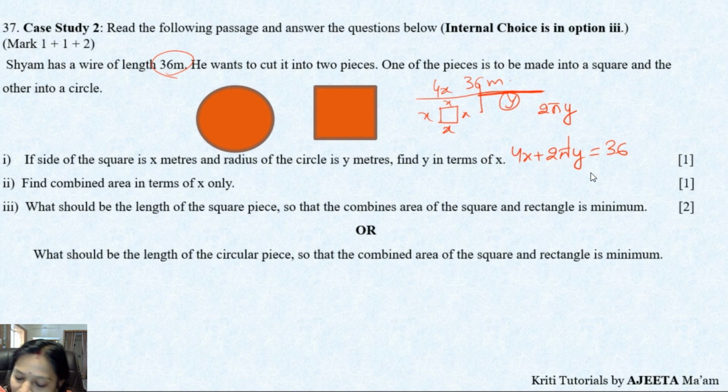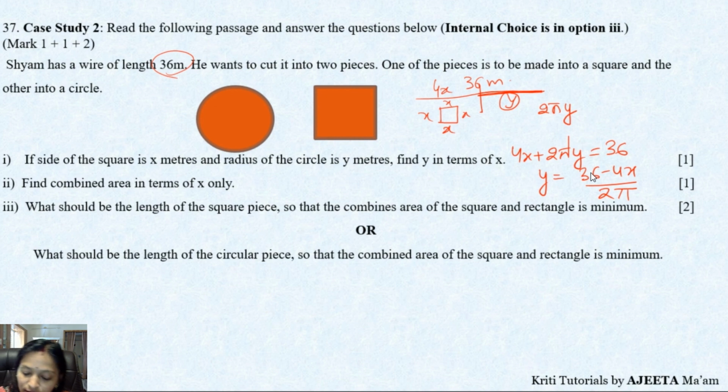Now we have to find y in terms of x. So let's do it. So y will be what? 36 minus 4x upon 2 pi. So that's your answer for the first part. That's it. So this is one line answer. That's why it's for 1 mark. Important part is side of the square is x meters. So the total length of the wire that you would have taken will be 4x perimeter. Same way radius of the circle is y meters. So the length of the wire that you would have taken will be 2y pi. And then you add up to make the whole perimeter. That is the length of the wire.